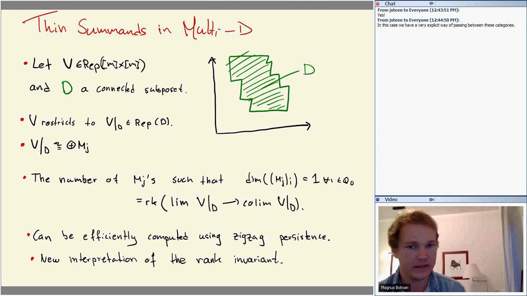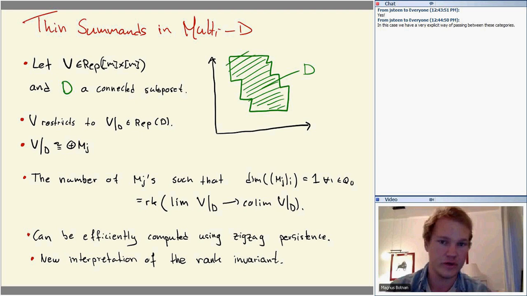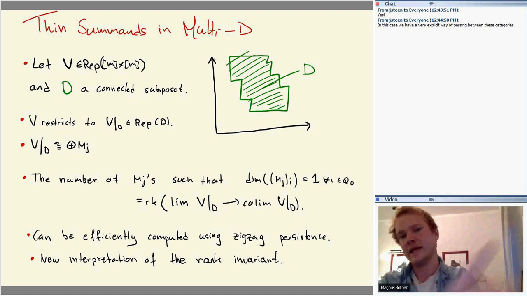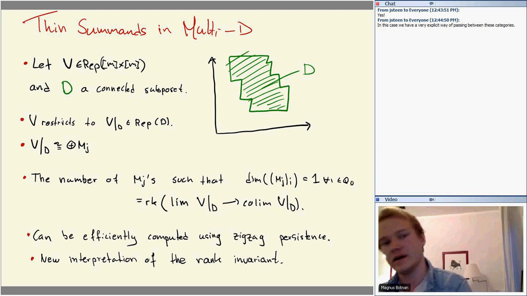I'm going to look at the restriction of my representation to this domain and count the number of intervals or thin summands supported on the whole domain, the number of constant functors restricted to this domain, because it's the analog of what we looked at earlier. So I can take any shape like this region D, and suppose we take D and restrict V to D, and decompose this region into indecomposables.